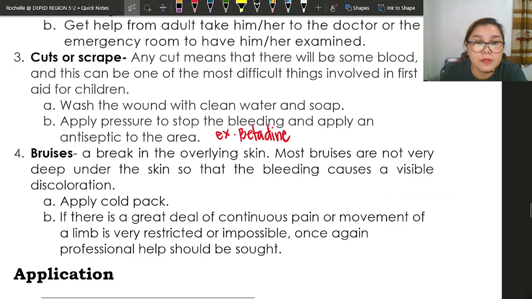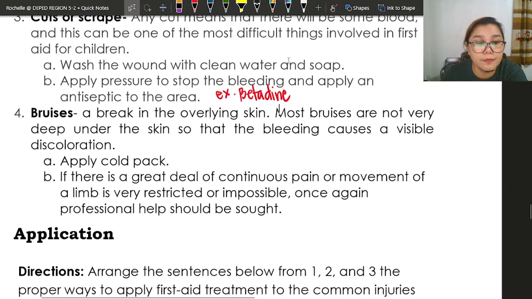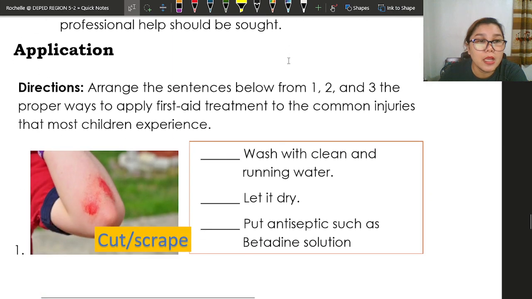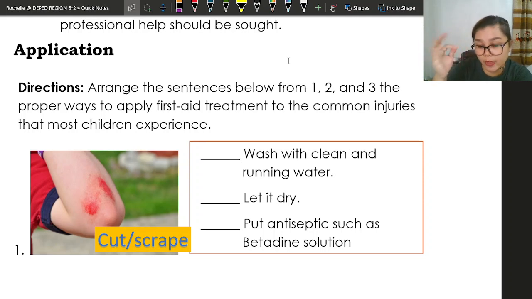Let's go back to the module, etong learner's packet. Let's now proceed with application. Directions. Arrange the sentences below from 1, 2, and 3. The proper ways to apply first aid treatment to the common injuries that most children experience. So we now have 3 statements. Anong unang gagawin? What should be next? And then what should be the last step to be done?